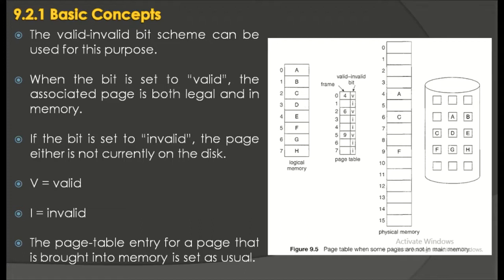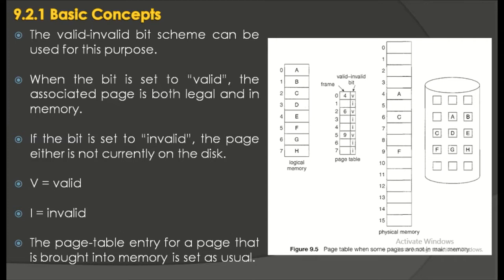Notice in the figure, the marking in the page table, the invalid bit will have no effect if the process never attempts to access the page. Hence, with the valid bit, only those pages that are actually needed by the process will be brought in, and the process will run exactly as before.